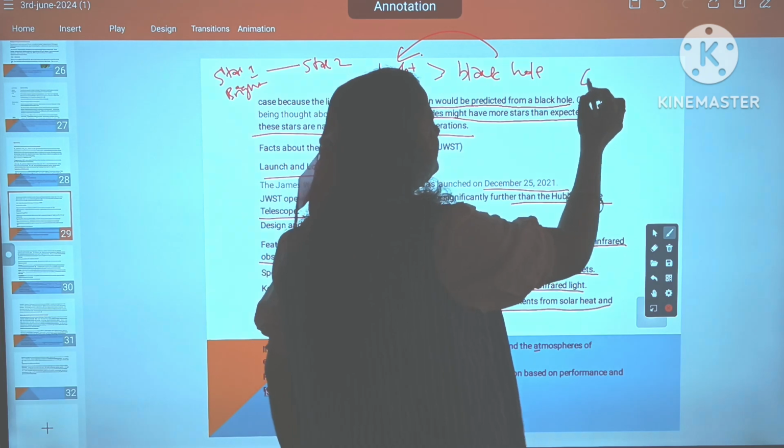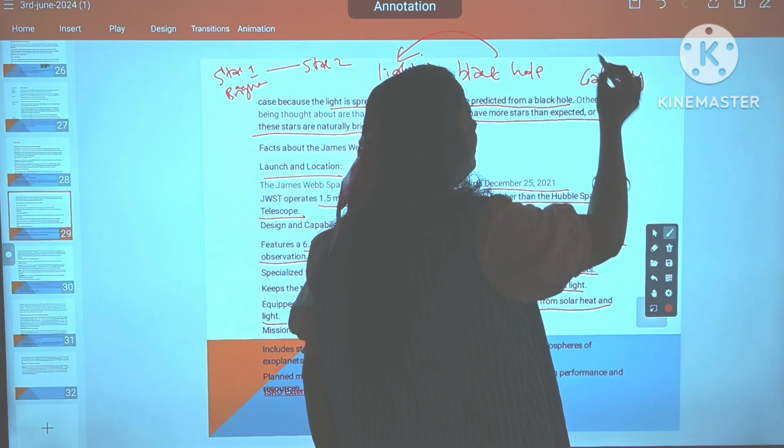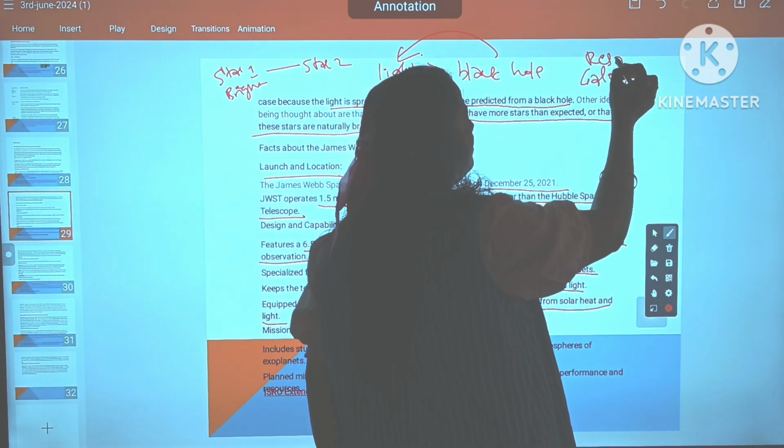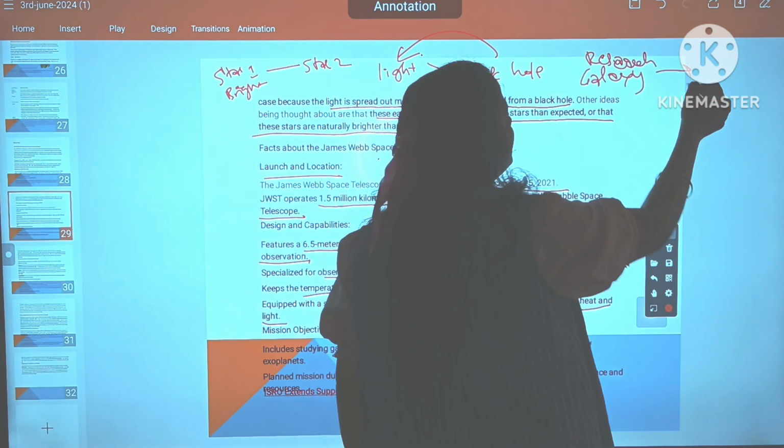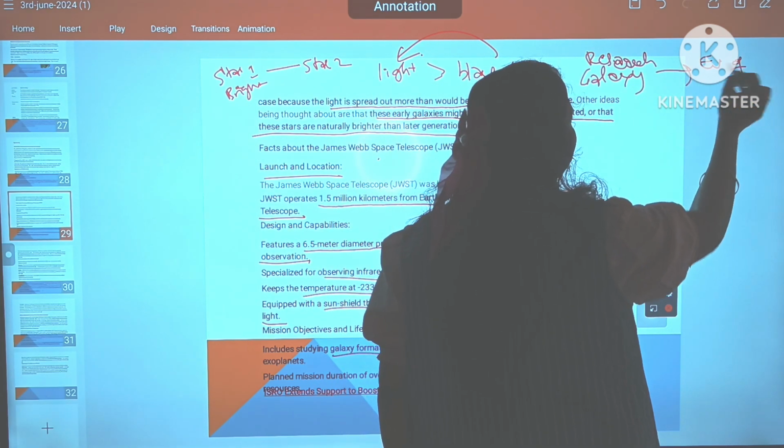Universe means galaxy finding research gives us the evolution of the universe.